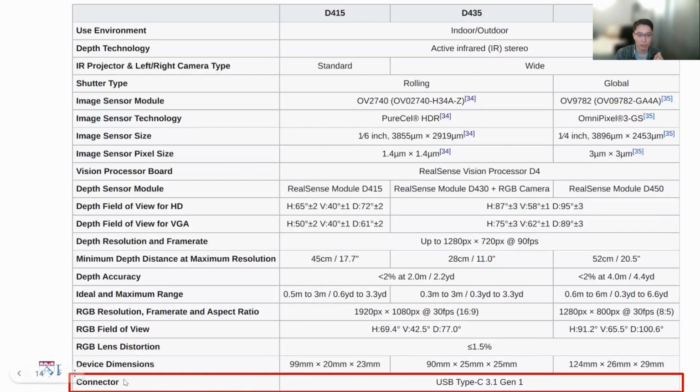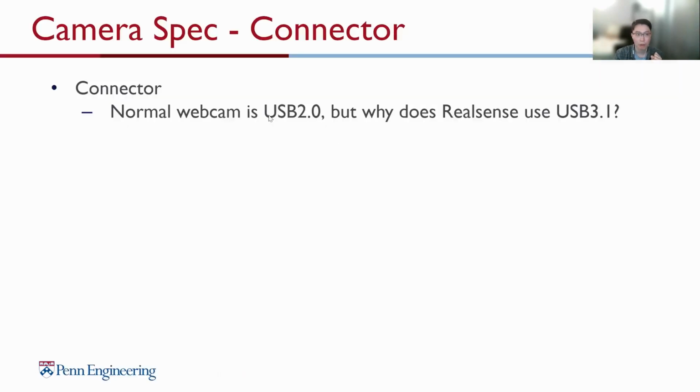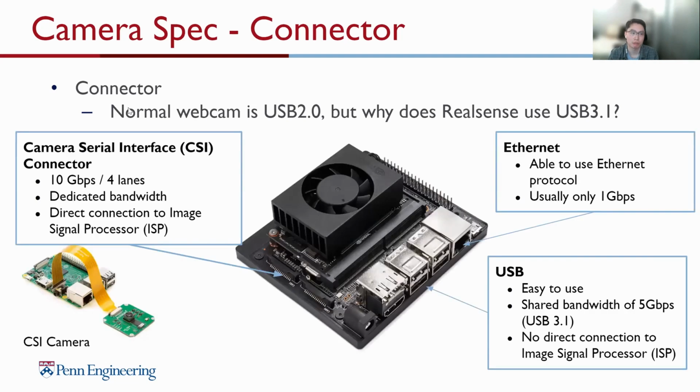Then the next spec we'll be looking at is the connector. Why is the connector that important? The Realsense camera uses USB Type-C. Why don't they use USB 2? Usually for a webcam it's USB 2, right? And the answer is it just needs more information. It needs more channels.